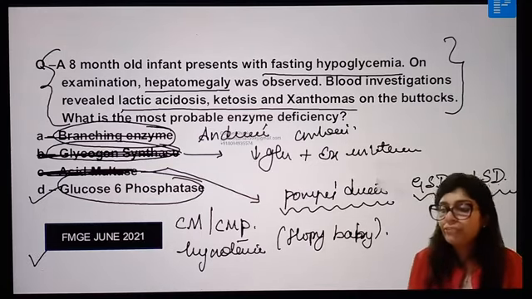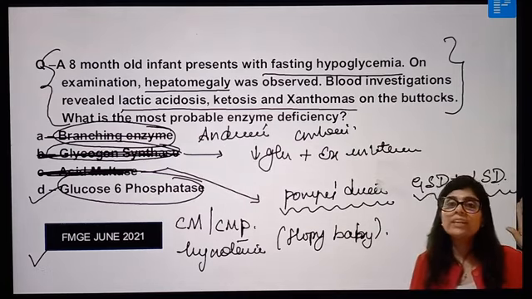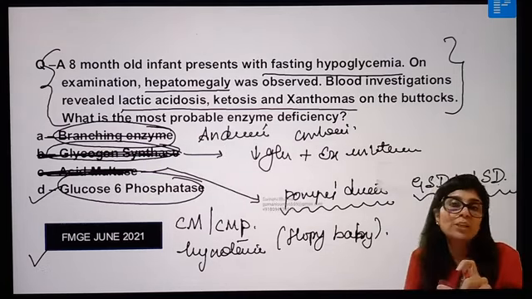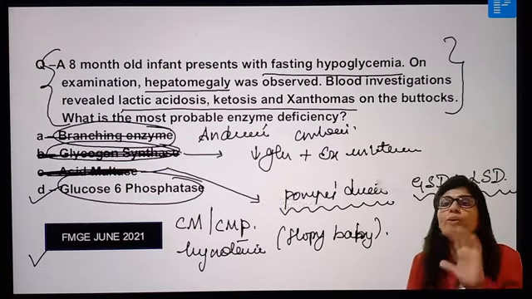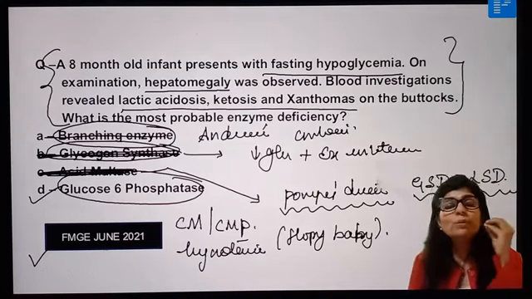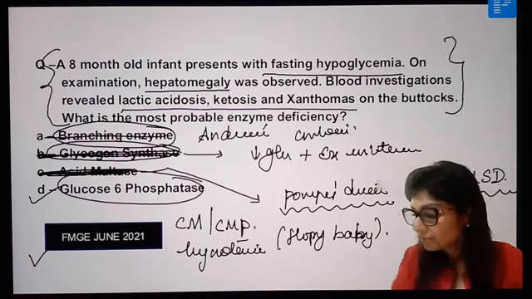So this is an FMG June 2021 question. Even in June 2021, they have started asking such complex case-based MCQs. So for you people, when you attempt your 2024 exam, you have to be very clear about all these concepts. Got it?